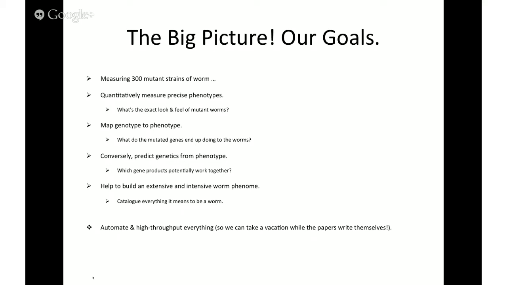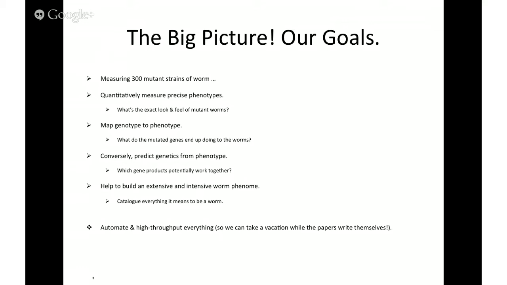We wanted to map the genotype to the phenotype, and what that means is, what do the mutated genes end up actually doing to the worms? You've got this one gene and you mutate it and you're curious to understand what happens as a result to the worm, to the worm's behavior, what it looks like. And conversely, we'd like to predict the genetics from the phenotype.